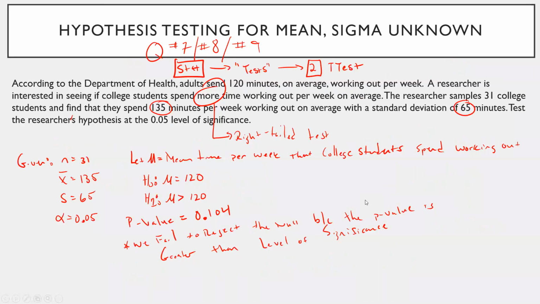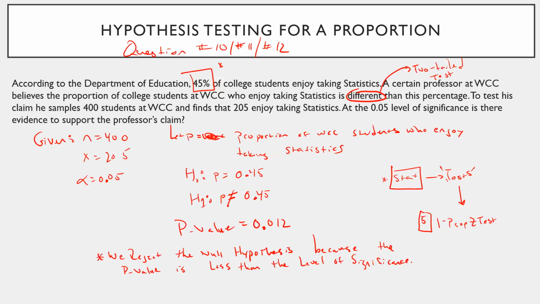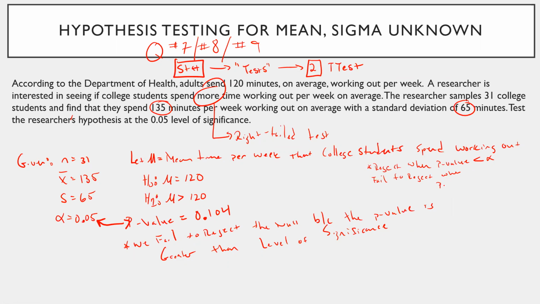So just so we're clear, you see this p-value here? You compare the p-value to alpha right here. So you reject when the p-value is less than alpha, okay? And you fail to reject when the p-value is greater than alpha, okay? Always, always, that's just the rule. Like notice here, this 0.10 is greater than 0.05, so we fail to reject. That's always the rule.